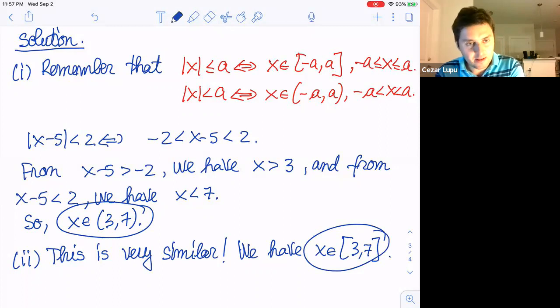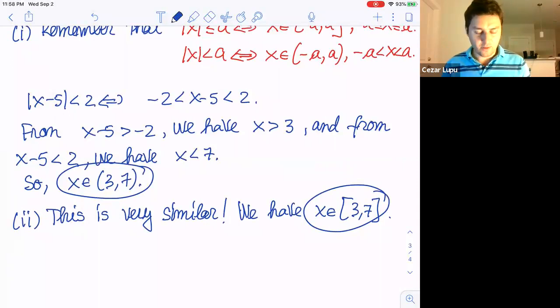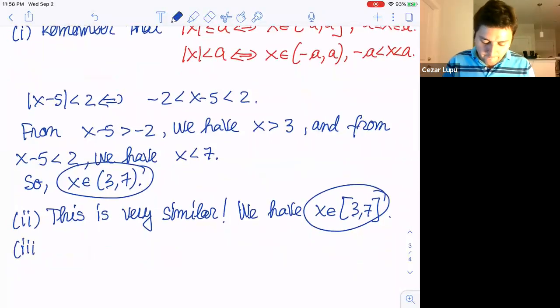The only difference is that instead of strictly greater, or strictly less, you put less or equal or greater or equal. That's the only difference. But I will leave it to you. I'm sure you can do it. And the third one, well, we have that.